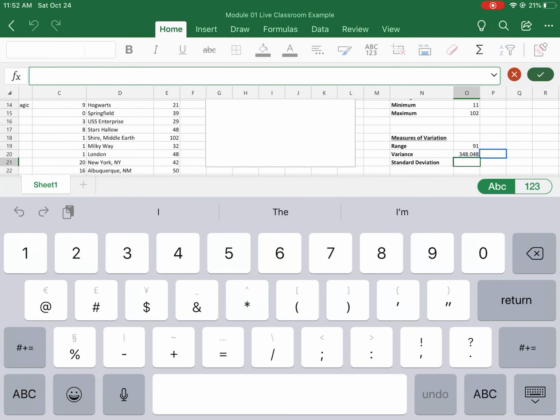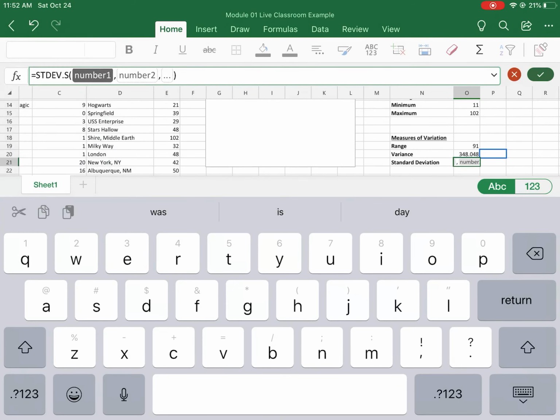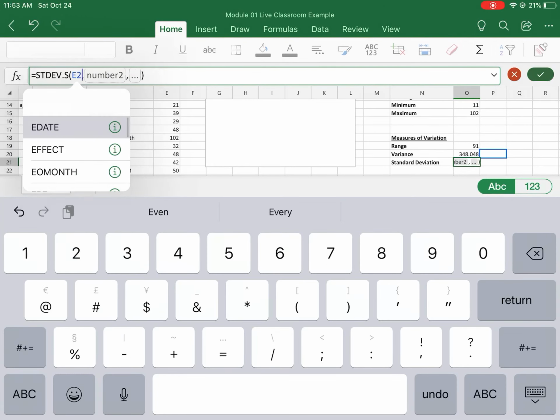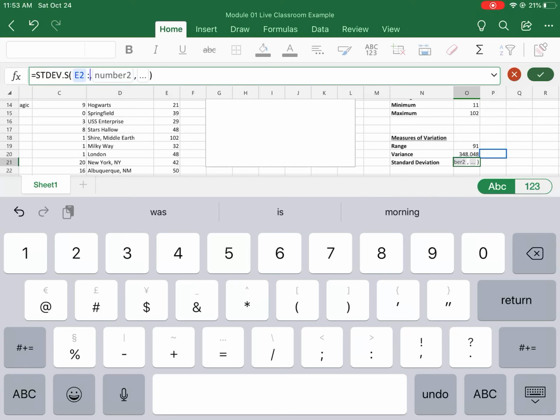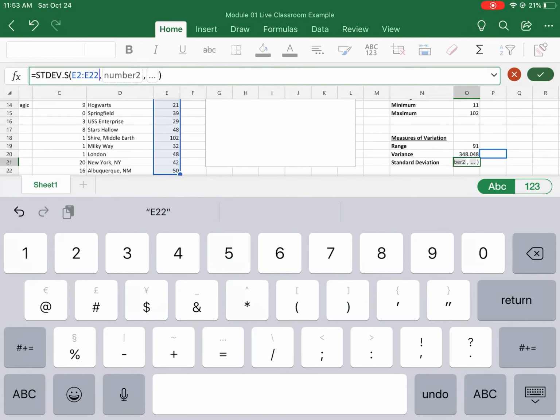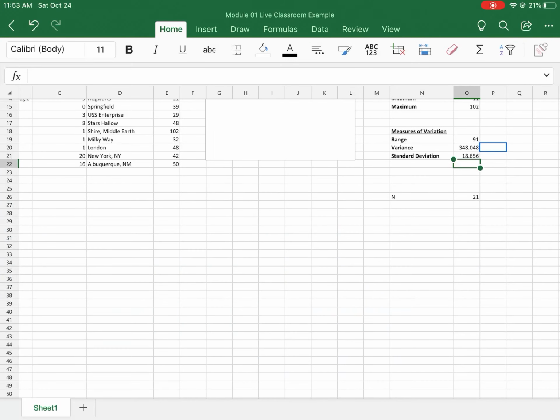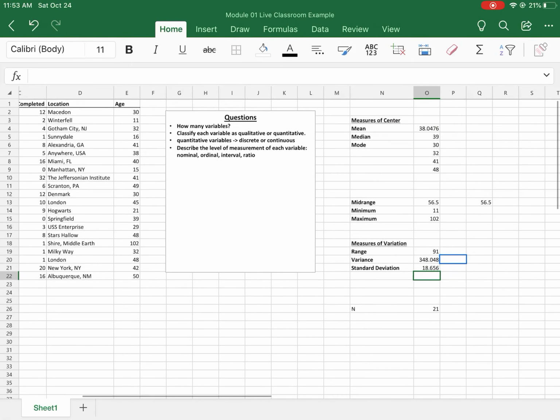Okay, and then my standard deviation. So equals, okay, my standard. Now, you always want to do the sample, not the p, because we're talking about a sample size. So again, E2 to E22. And then hit enter. Okay, so then there I have my standard deviation.